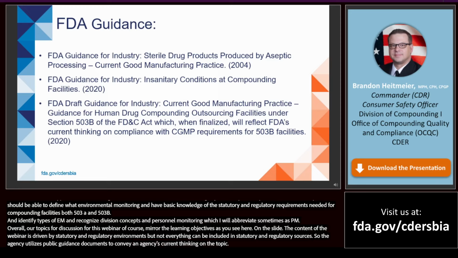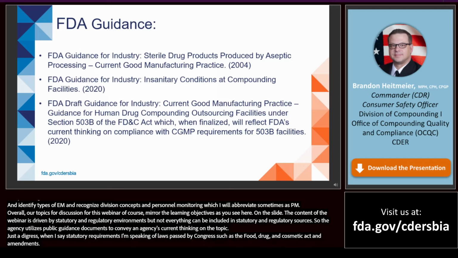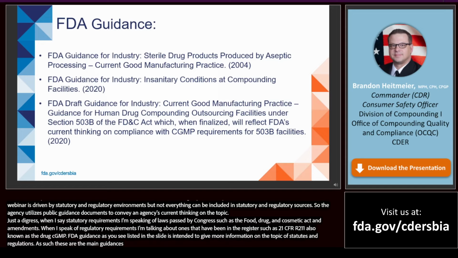Just to digress, when I say statutory requirements, I'm speaking of laws passed by Congress, such as the Food, Drug, and Cosmetic Act, and amendments thereafter. And when I speak of regulatory requirements, I'm referring to regulations that have been published in the Federal Register, such as 21 CFR Part 211, also known as the drug CGMPs. FDA guidance, as you see listed in this slide, is intended to give more information on a topic beyond statutes and regulations. As such, these are the main guidances utilized for this webinar.